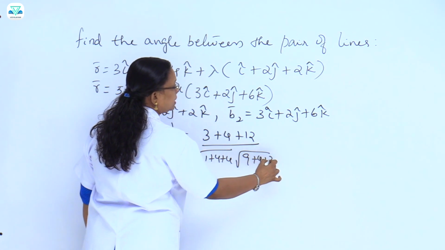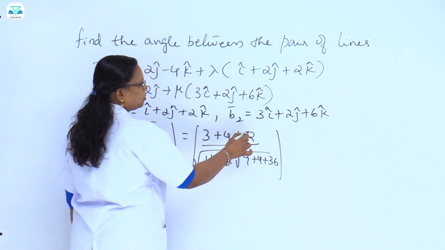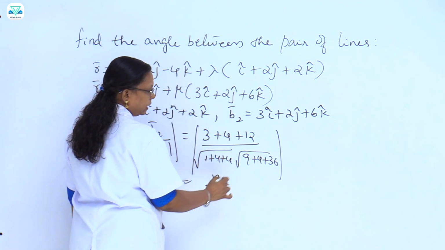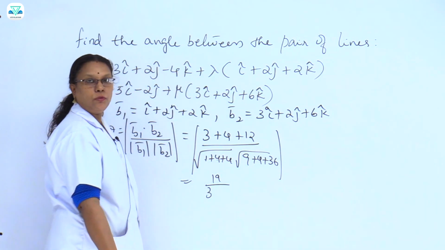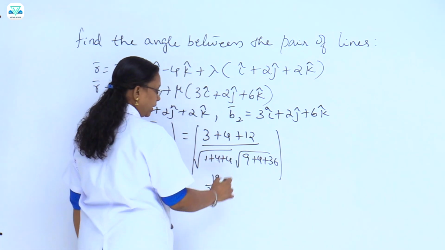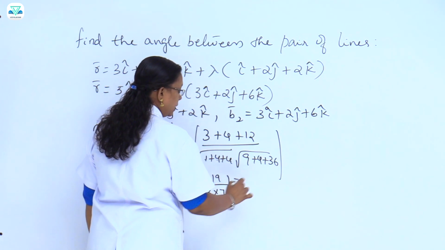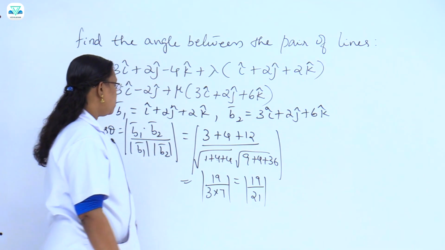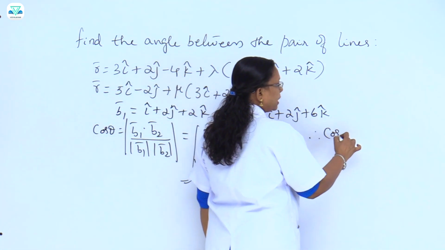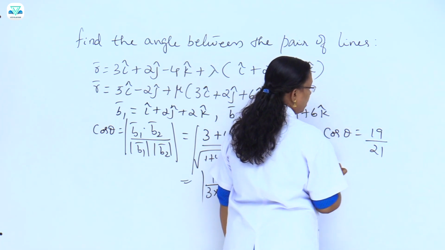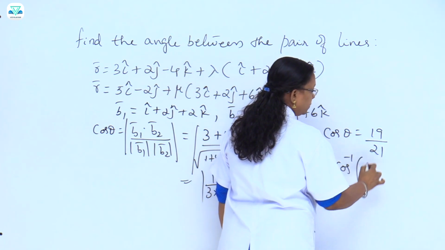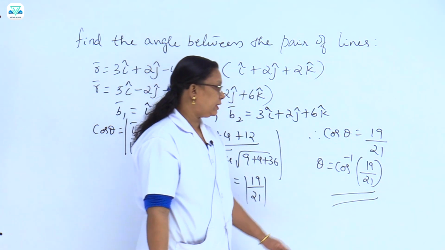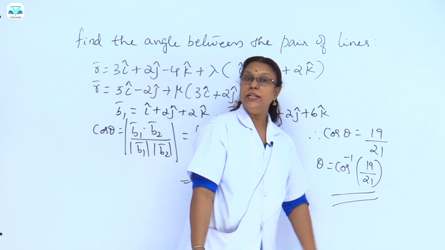9 plus 4 plus 36. The numerator is 3 plus 4 plus 12, which is 19. The first root is 1 plus 4 plus 4, which is 9, so 3. The second is 9 plus 4 plus 36, which is 49, and root 49 is 7. So, it is 19 by 21, which is again a positive value. So, we have cos theta is 19 by 21. So, what is theta? Cos inverse of 19 by 21. So, the angle between the given lines is cos inverse of 19 by 21.